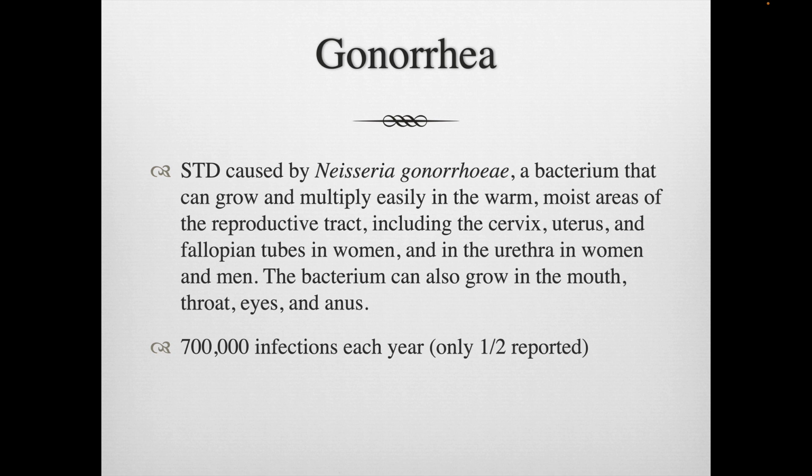Gonorrhea is another common STD. It's caused by Neisseria gonorrhoeae, a bacterium that can grow and multiply easily in the warm, moist areas of the reproductive tract, including the cervix, uterus, and fallopian tubes in women, and the urethra in women and men. The bacterium can also grow in the mouth, throat, eyes, and anus. There are about 700,000 infections each year, and only about half are estimated to be reported.